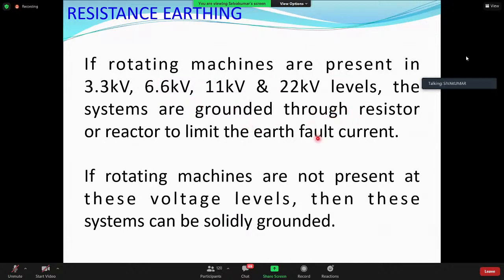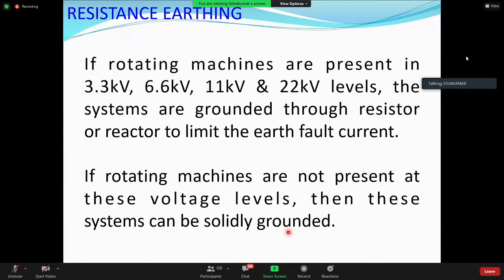If the rotating machines are not present at these voltages, then these systems can be solidly grounded. If you don't have any rotating electrical machine, then why put resistance earthing? With resistance earthing, the voltage stress will be more, neutral shift will be there, and the insulation has to be for the line voltage. So if no rotating electrical machines are there, you go for solid earthing of these systems.